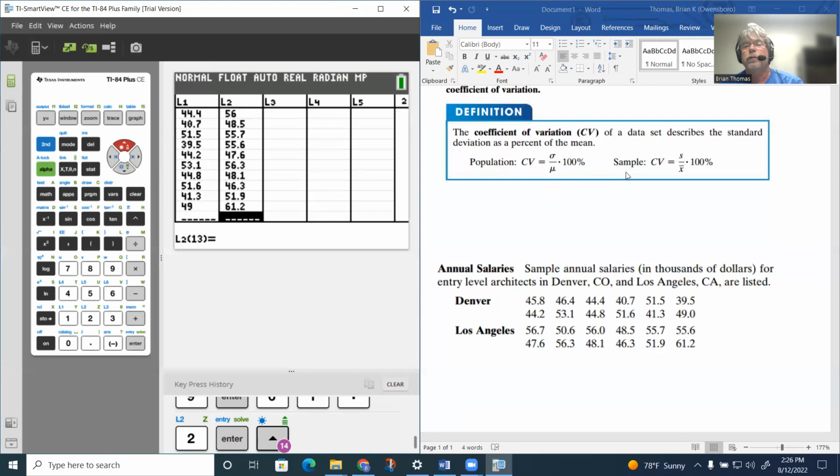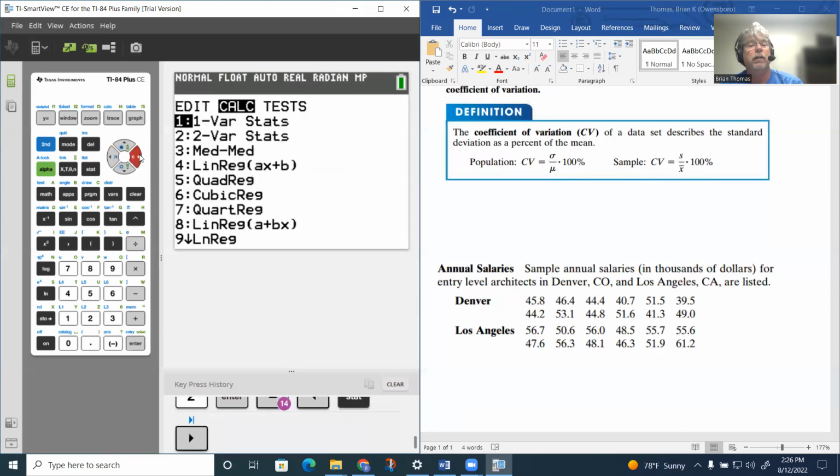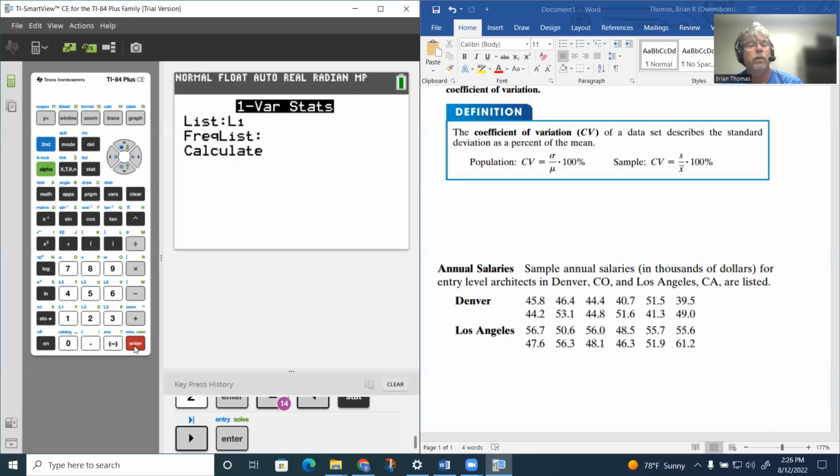To do the sample, we're going to use this S over X bar times 100%. Really, what I'm going to just use is S over X bar. Now remember, to do that, I actually have to calculate the data. So under statistics, I go to calculate, and choose 1-Var Stats.